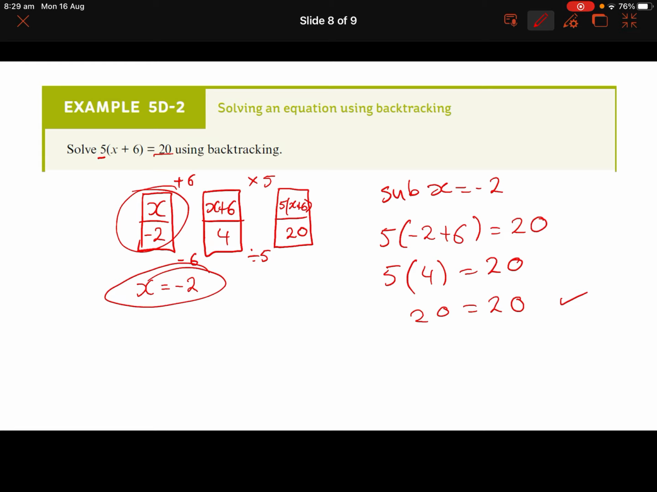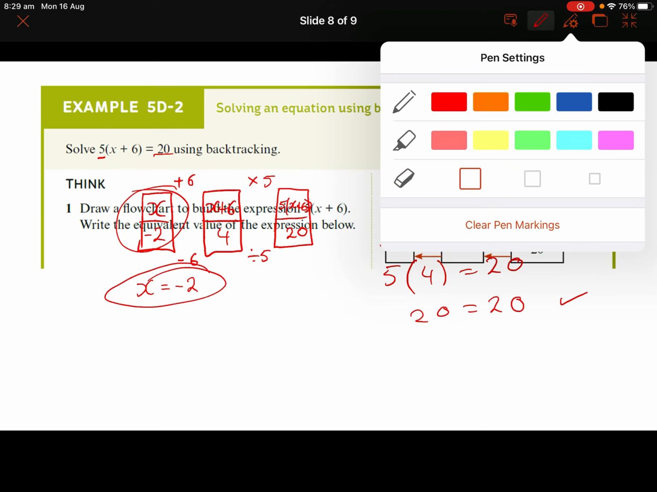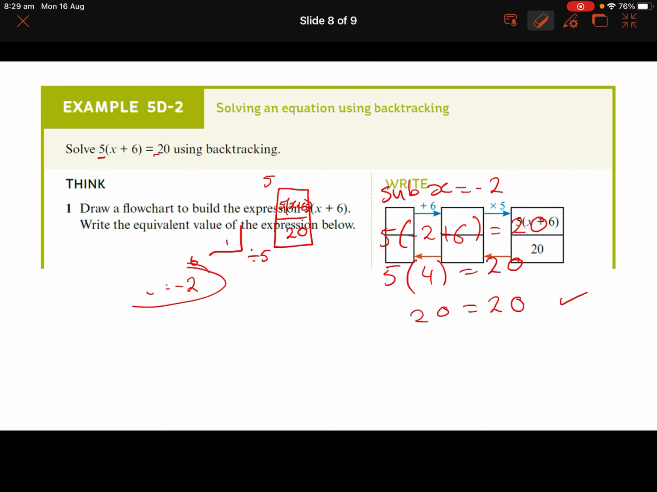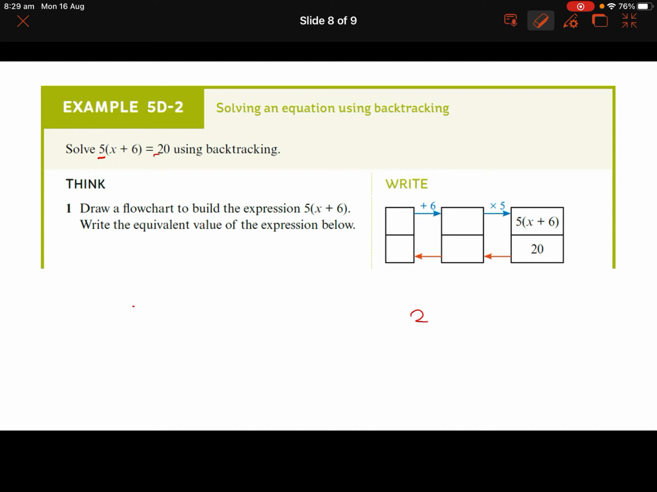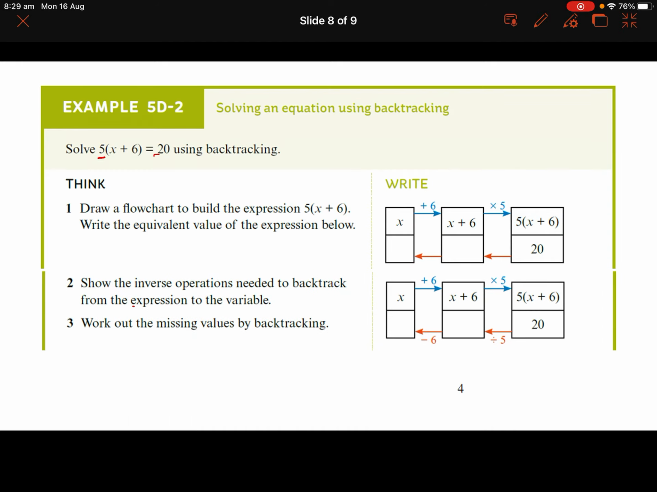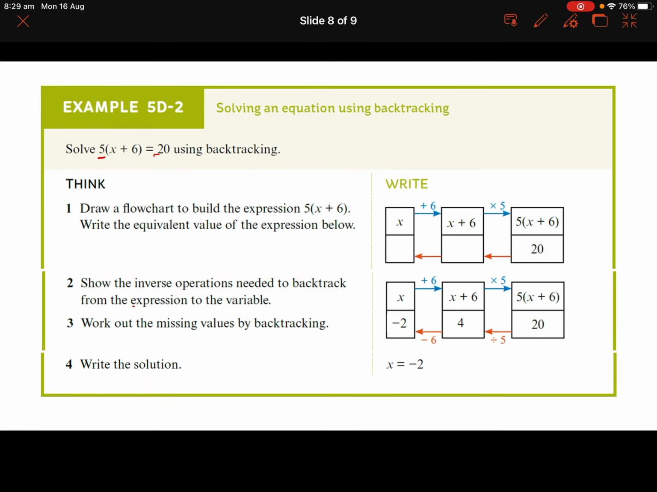All right, now you can pause it if you're writing notes. Otherwise, I'm going to get rid of this and check our answers. All right. x equals minus 2, fantastic, that's what we got.